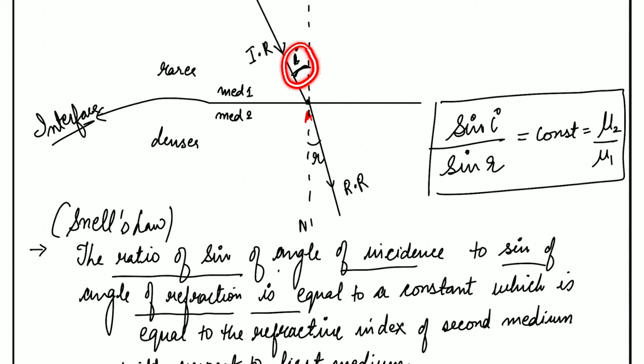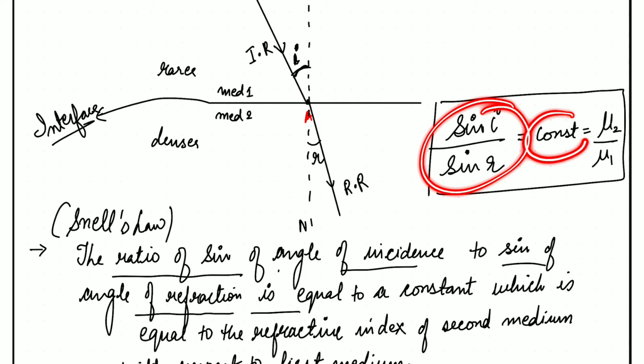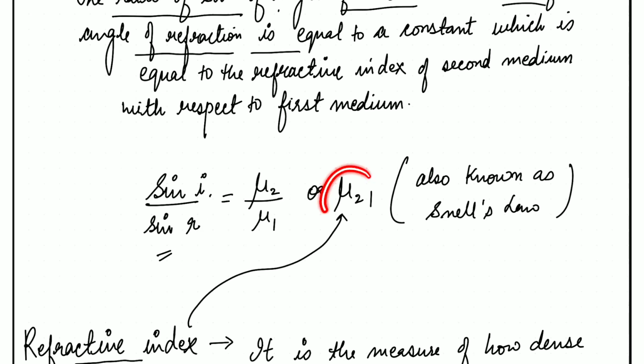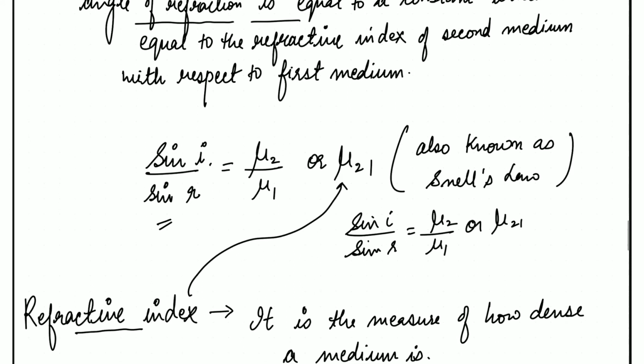The sine of angle of incidence upon the sine of angle of refraction is equal to a constant, and this constant is what you call the refractive index of the second medium with respect to the first medium. You can represent it by nu21 also, right? So basically sin i upon sin r is the refractive index of the second upon the refractive index of the first, or you can write it nu21.